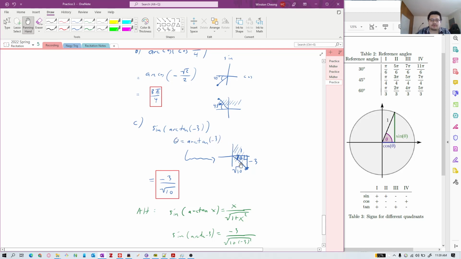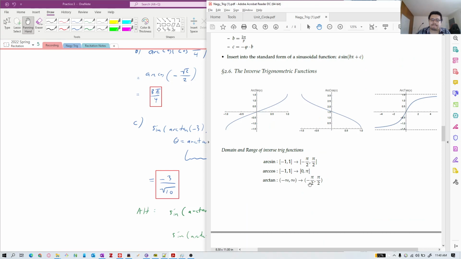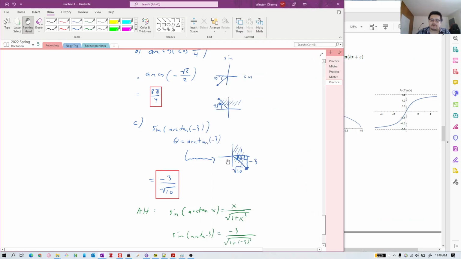If we try to draw the triangle corresponding to this angle, well, the first thing is arctangent. Thinking about the outputs for arctangent, its outputs are minus pi over 2 to pi over 2. So it's the right quadrants, the first and fourth quadrants. The fact that the value we're plugging into arctan is negative tells us that the output is going to be in the fourth quadrant rather than the first.